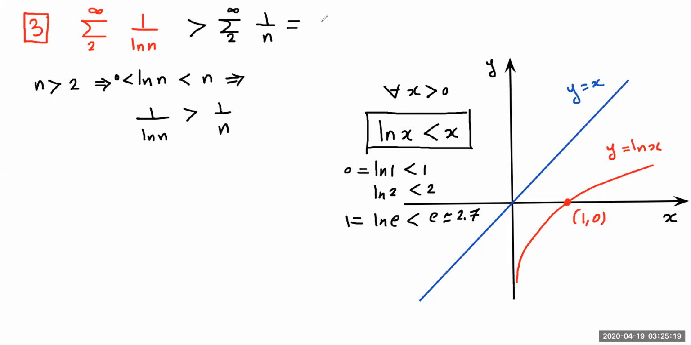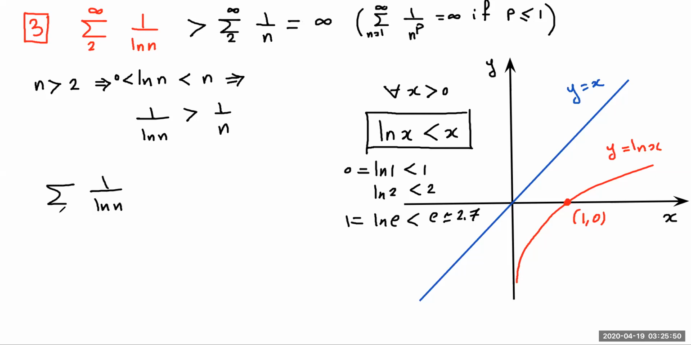And we know that the answer here is infinity, because sigma 1 over n power p from n equals 1 to infinity is infinity if p is less than or equal to 1, using the integral test. So now my sigma is bigger than infinity. So the final answer: sigma 1 over ln n from 2 to infinity diverges. Or we can write that it is equal to infinity.